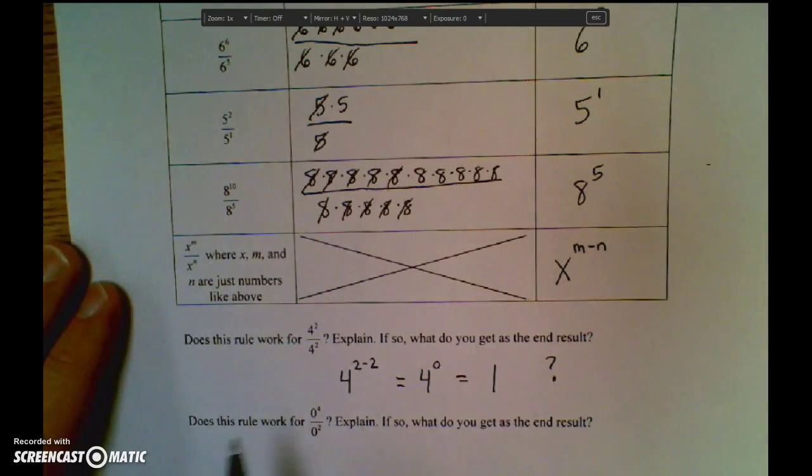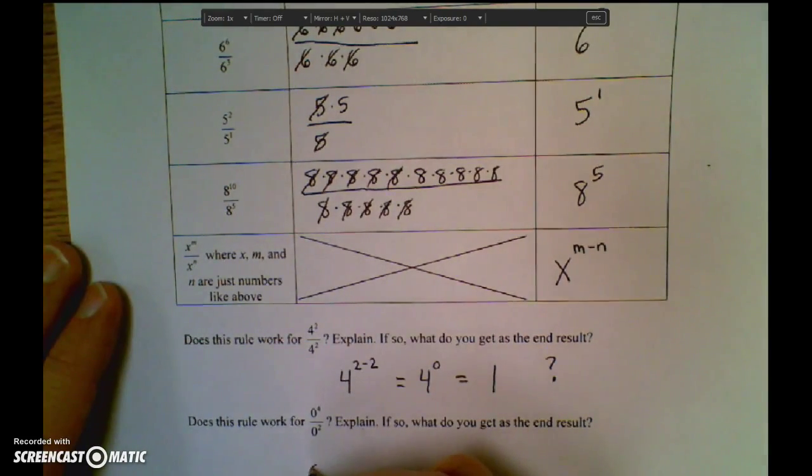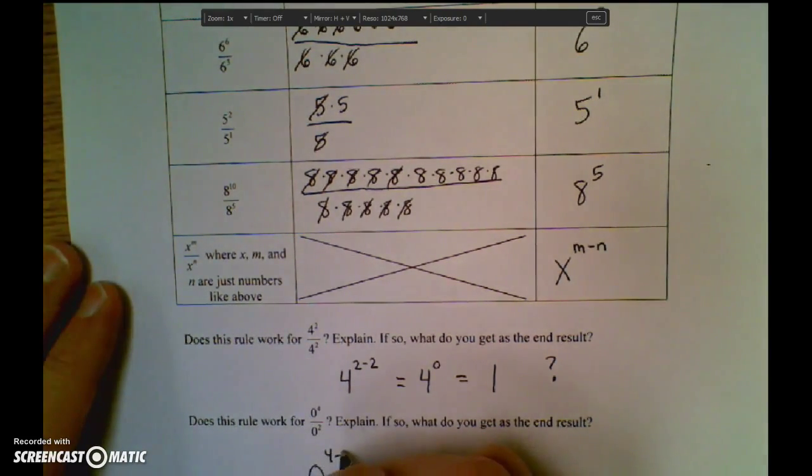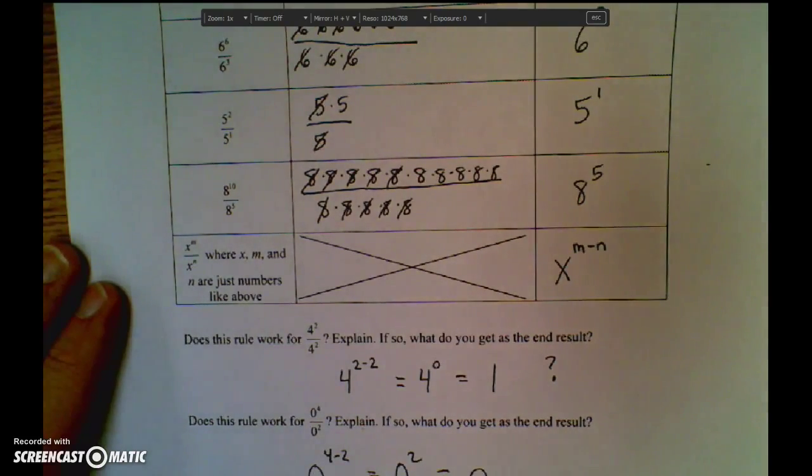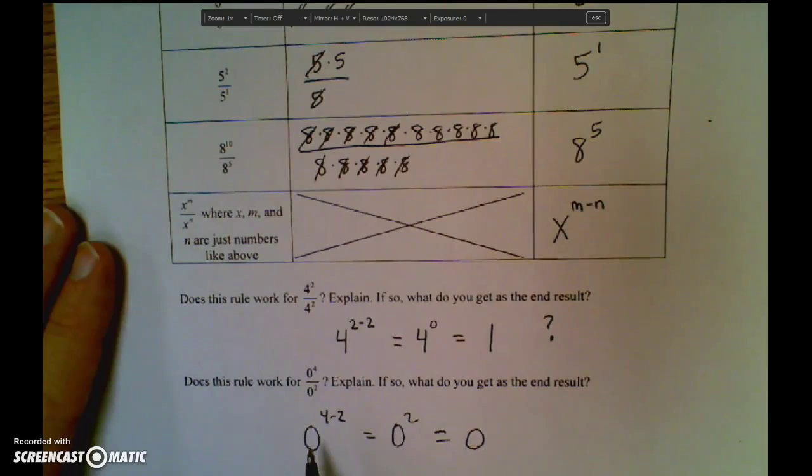Check it out for this one. If I do 0 and then 4 minus 2, that's 0 squared, and 0 to any power is 0. So it does look like it works for this number. But let's take a look at why this comes out as a result.